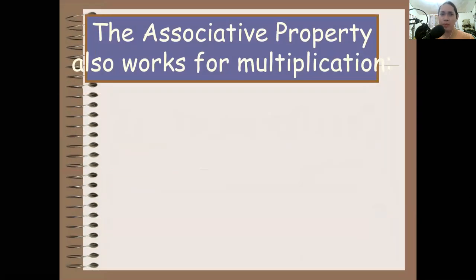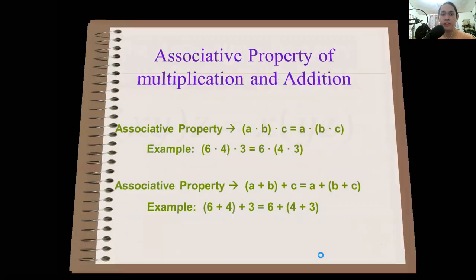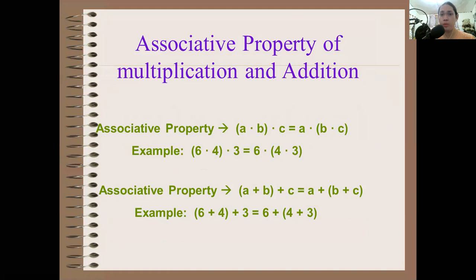The associative property also works for multiplication, as I have shown a while ago. So xy, where x and y are grouped, times z is equal to x times the quantity of y times z, where y and z are grouped. So it's the same as that. So for the associative property of multiplication, we have A times B times C, where A and B are grouped, is equal to A times the quantity of B times C. For example, 6 times 4 times 3, where 6 and 4 are grouped, is equal to 6 times the quantity of 4 times 3.